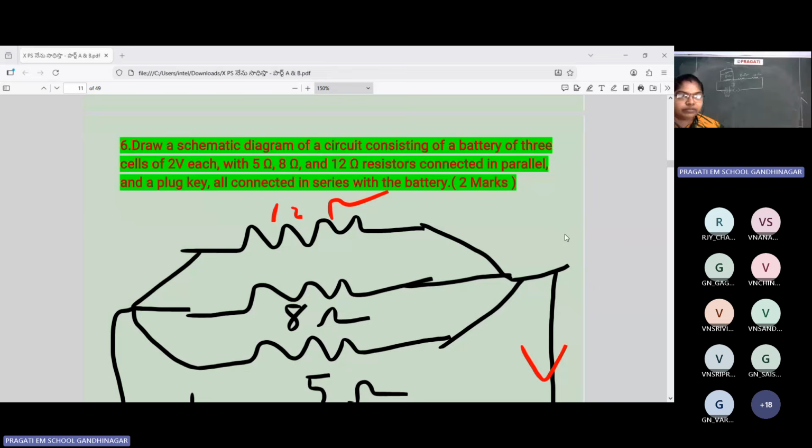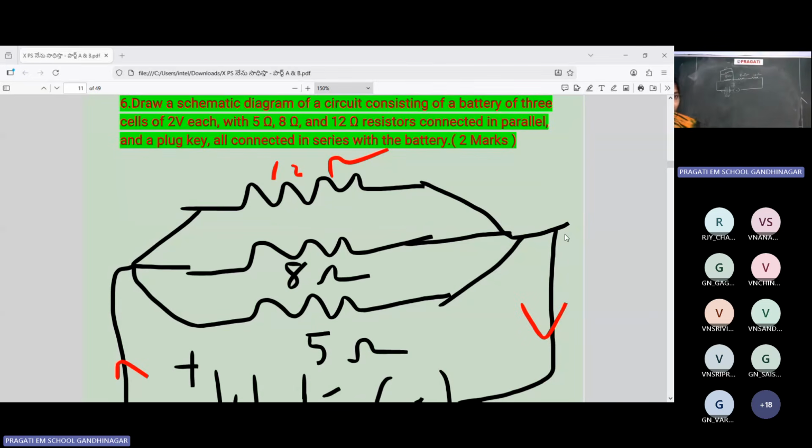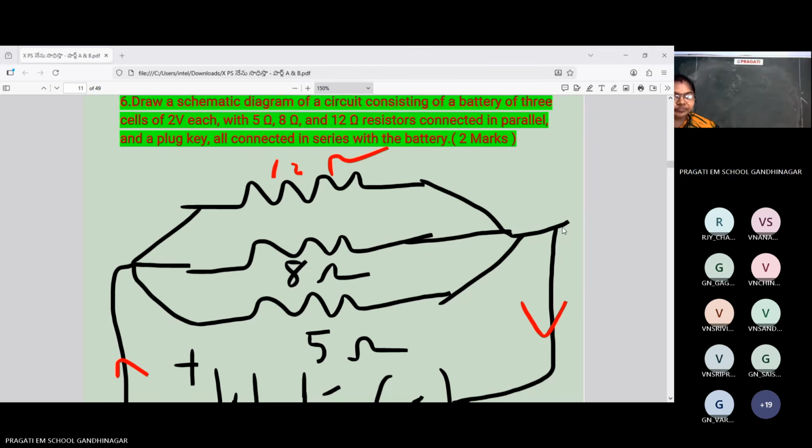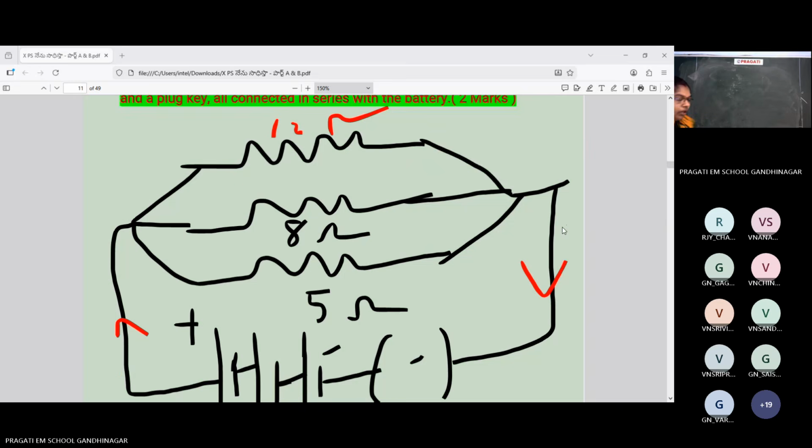Again, another diagram is on the screen also. By looking at the question itself, you are able to draw it very easily. Draw a schematic diagram of a circuit consisting of a battery of 3 cells of 2 volts with 5 ohm, 8 ohm and 12 ohm resistors connected in parallel. This is a parallel combination, so see, the resistors are in parallel.